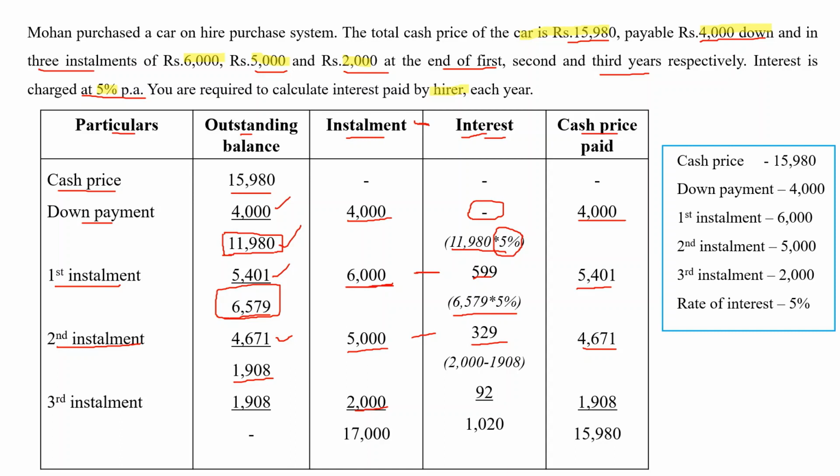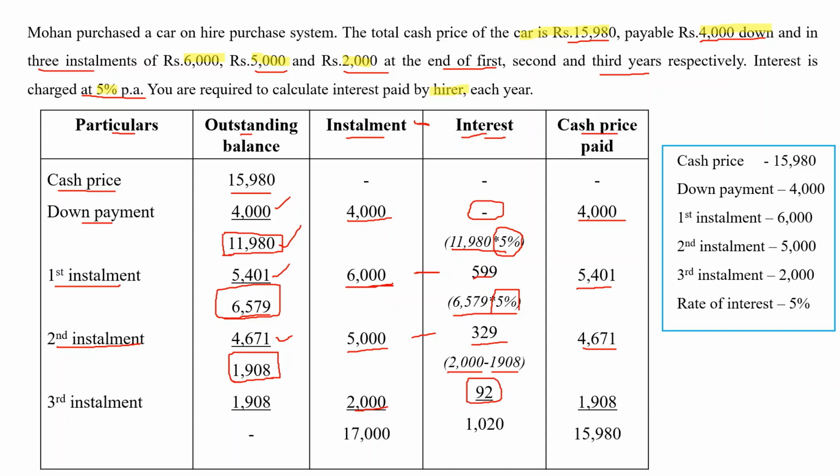Now we have to calculate interest. Whenever you are calculating interest for the last installment, it may be third installment, fourth, fifth, whichever is the last installment, for the last installment alone, you don't go by the percentage. Instead, whatever is the outstanding balance, deduct the outstanding balance directly. See, 2,000 is the installment amount. The outstanding balance at the end of the third installment is 1,908. Deduct it directly. The answer that you get is 92.